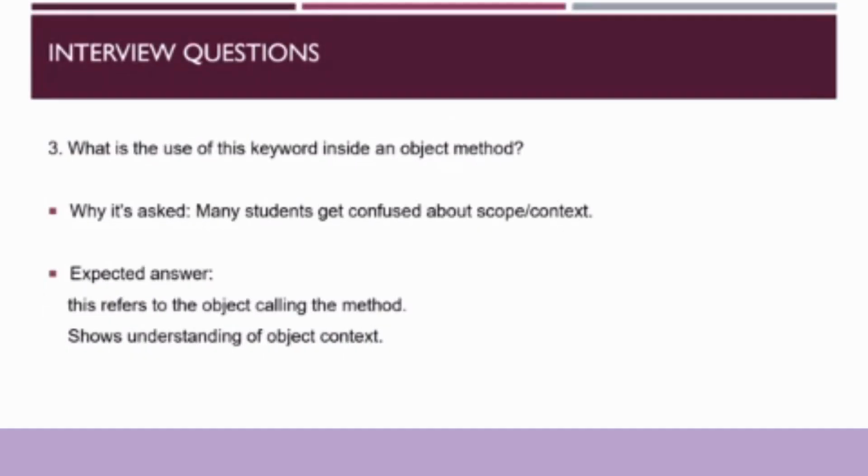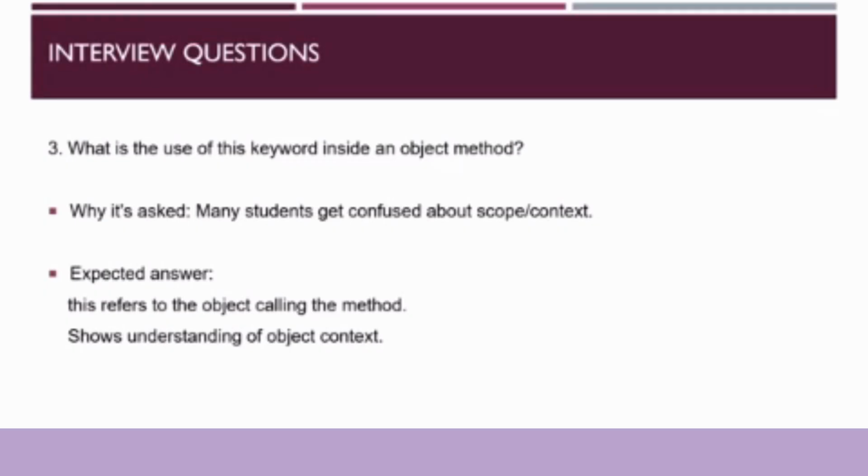So the next question is, what is the use of the this keyword inside an object method? This is a very common question because many students get confused about what this means in JavaScript. When you use a function inside an object, called a method, the this keyword refers to the object that called the method.